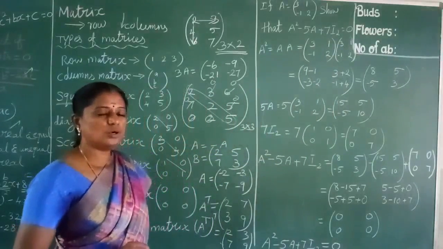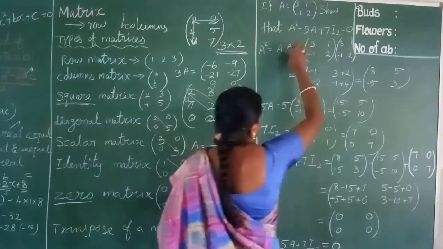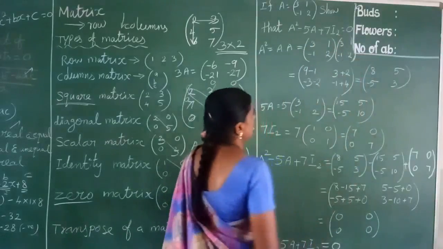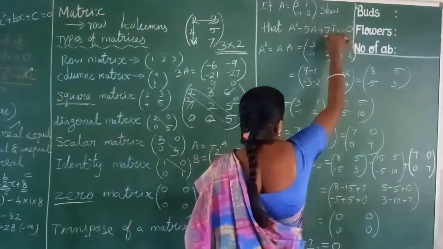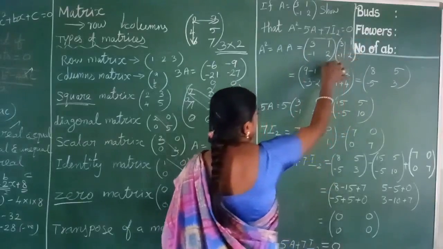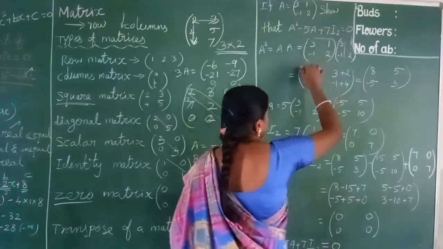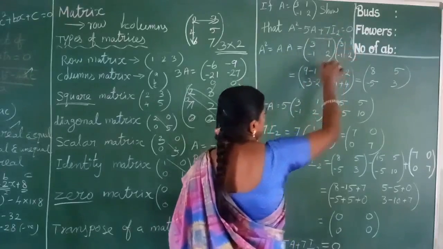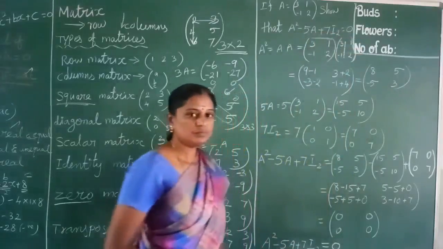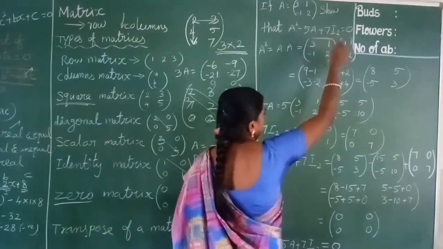So A squared equals A into A. Write the A matrix two times, [3, 1; -1, 2] and again [3, 1; -1, 2]. How do we multiply? First row, first column: multiply and put the result in the first row, first column place. So 3 into 3 is 9, 1 into -1 is -1. So 9 minus 1.